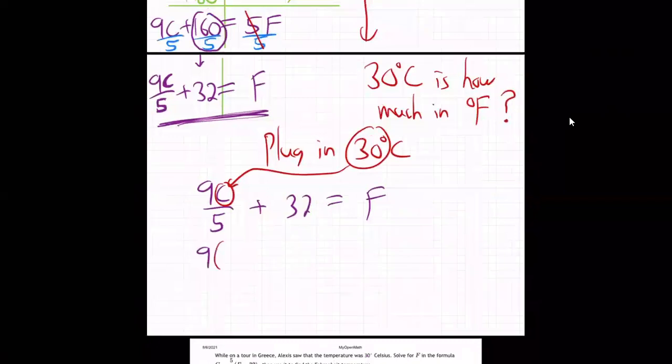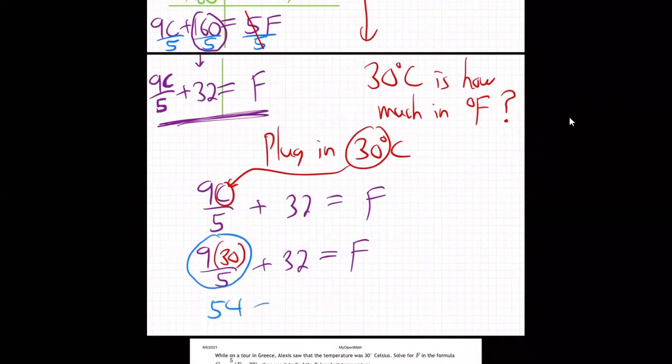So 9 times 30 over 5 plus 32 is F, okay? And then it's just simply a matter of using your calculator. Take your calculator and go 9 times 30 over 5, and you'll get 54 plus 32 is F. Add those up, was that 96? No, 86. Can't add by hand very easily. It's 86. There we go. So that's 86 degrees Fahrenheit.